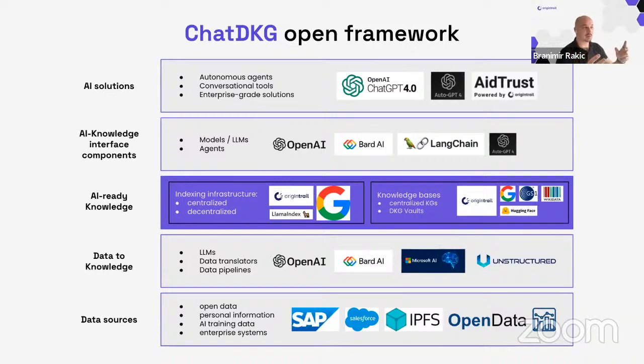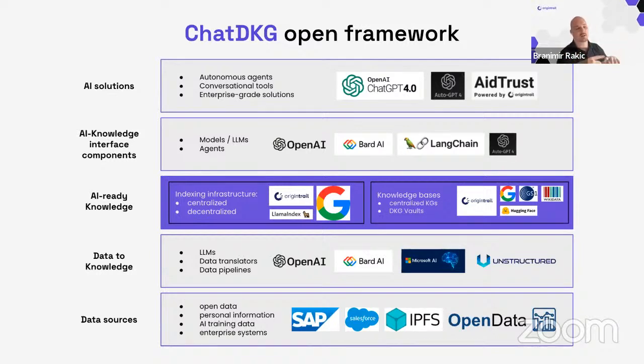What we want to enable is, going all the way from the data sources, be that open data or personal information, such as, for example, wearable information, or AI training data, or enterprise systems, for example medicine information or supply chain information, whatever the data source, essentially we're looking for tools that move this data into knowledge, into AI-ready knowledge in this middle layer, where we see two different components.